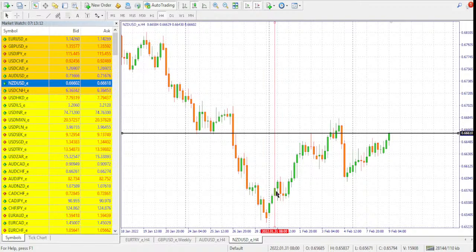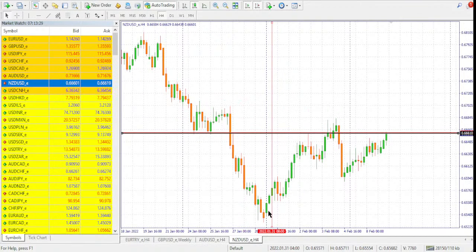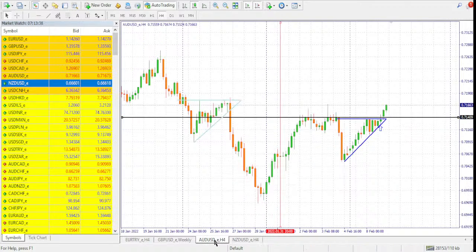So as I was saying, we have a very good pin bar here. This was around 31st of January. You check the same thing around 31st of January. Okay. So you can see here that immediately after the 31st of January, we had a very good pin bar here, but we didn't have the same pin bar on NZD-USD.